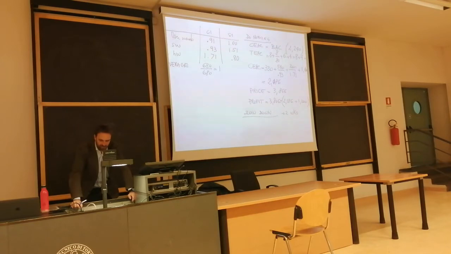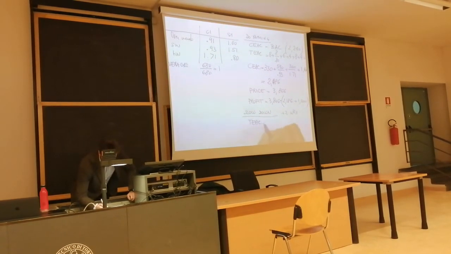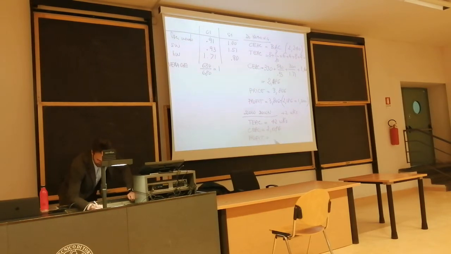If we slow down, the project will take a TEAC of 42 weeks. And the cost estimate at completion would be $2,086,000, with a profit that could be incurred of 40,000 more.